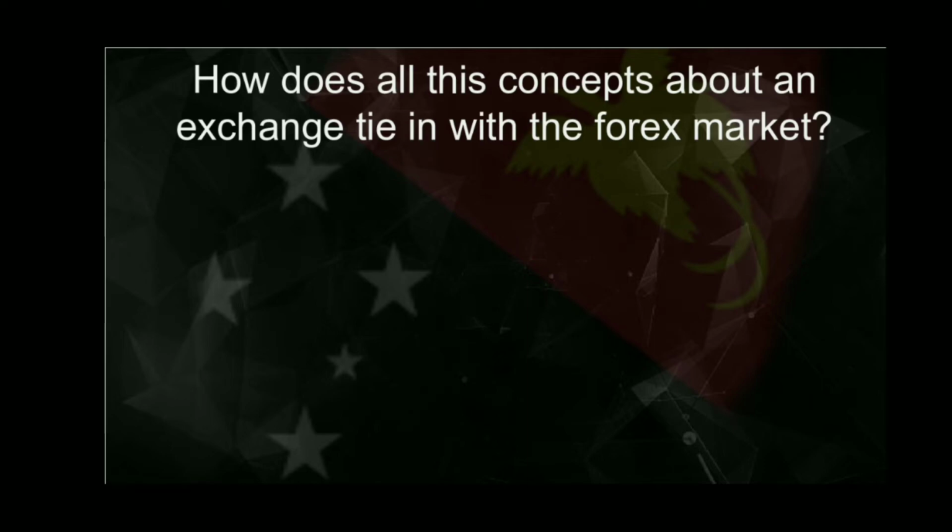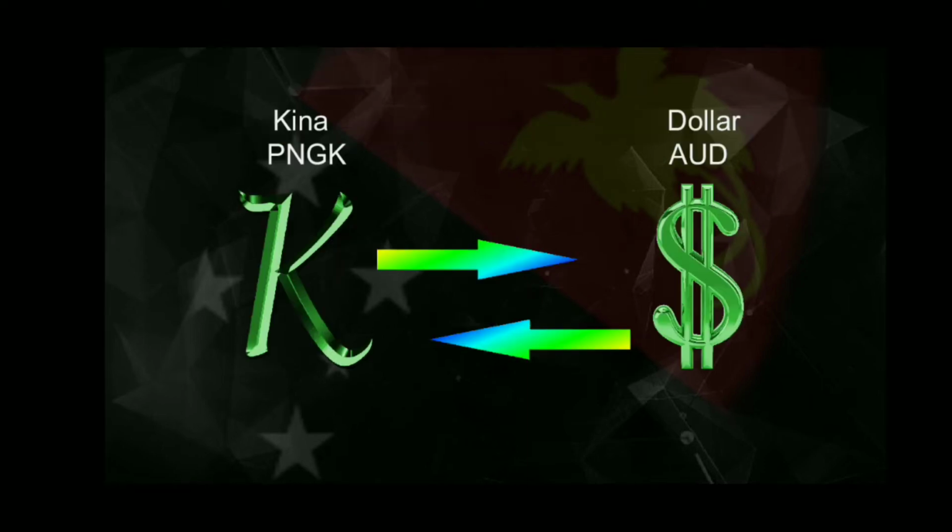Well, if you change those two entities to currency, you will get such a diagram. The PNG kina with the Aussie dollar. Now we all know we would pay a certain price in order to exchange between the two currencies.